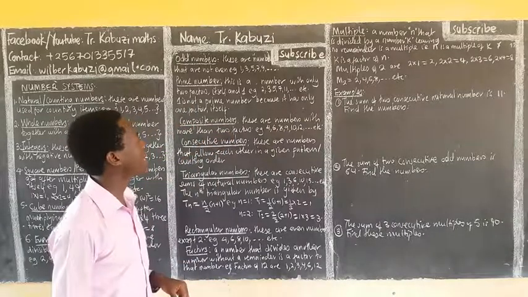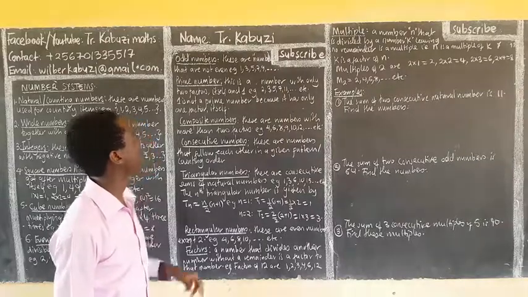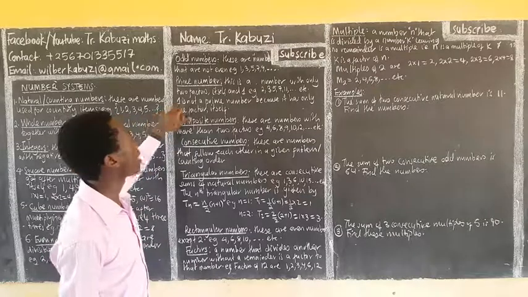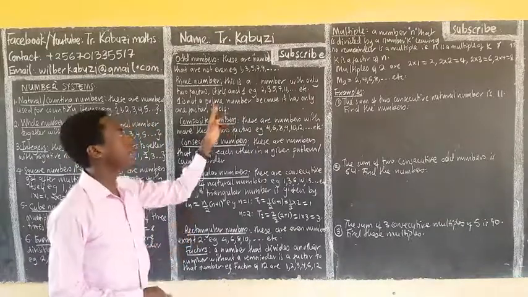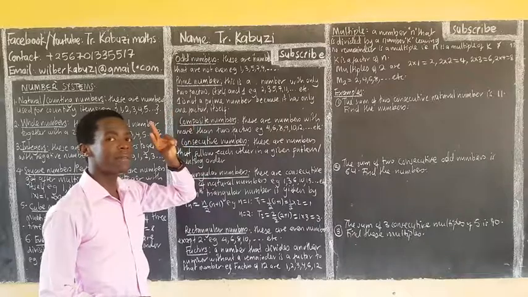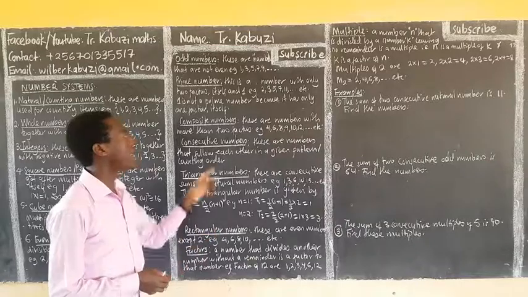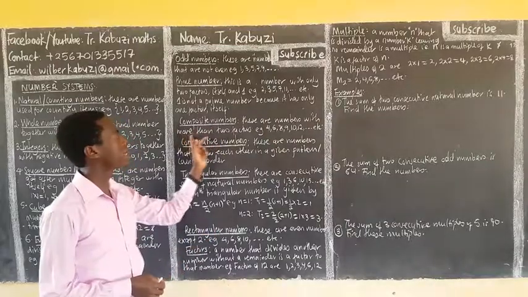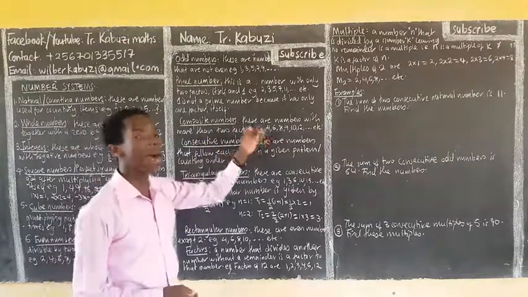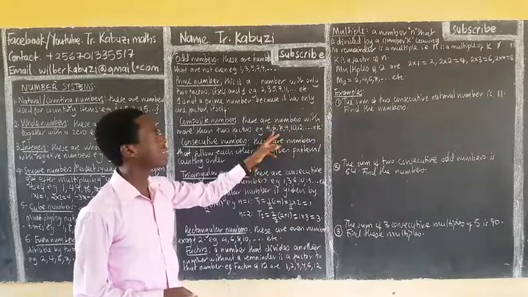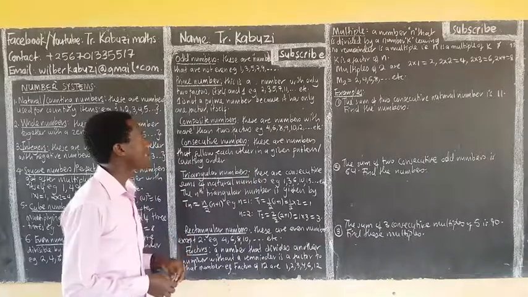Then composite numbers. These are numbers with more than 2 factors, e.g. 4, 6, 8, 9, 10. But here we say 1 is not a prime number because it has only 1 factor. So it can't be a prime number because prime numbers have exactly 2 factors. But 1 has only 1, so it's not a prime number. And it's neither a composite number, because composite numbers have more than 2 factors, e.g. 4. You see 4 has 1, 2, 4 as its factors, 6 has 1, 2, 3, and 6, so they are more than 2. So those are composite numbers.